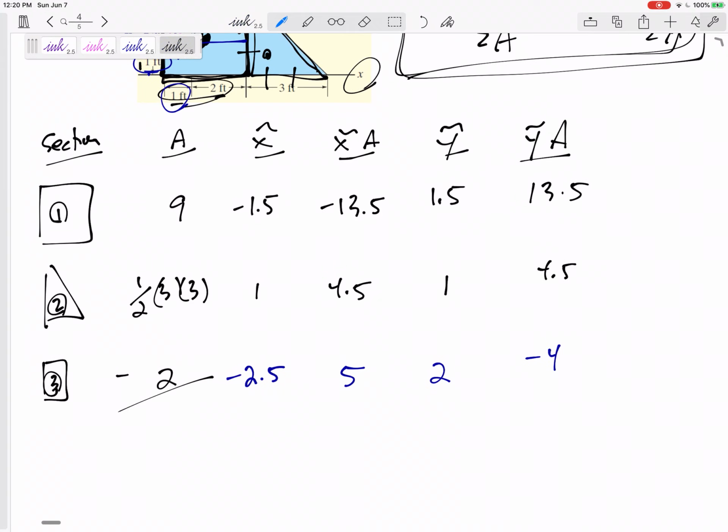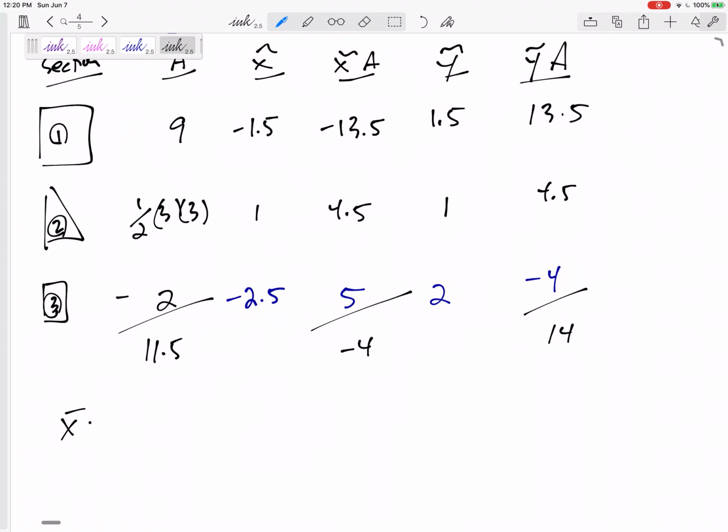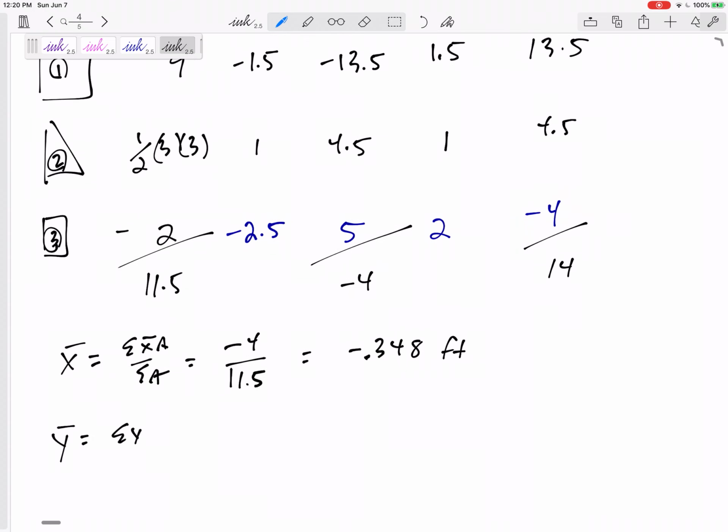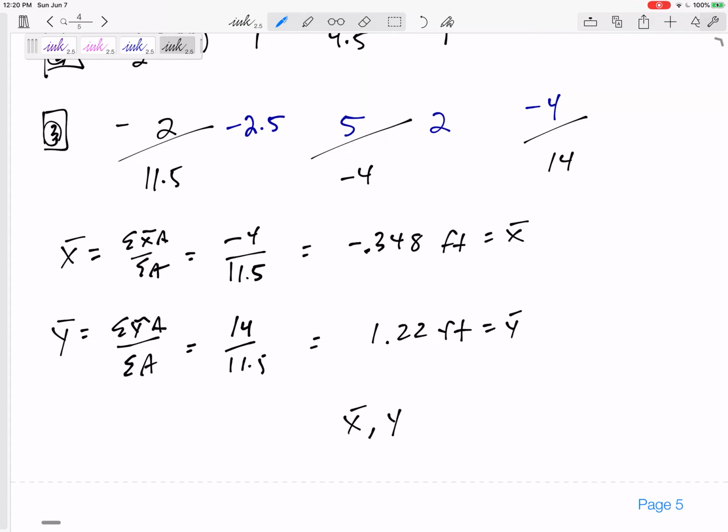Okay, so add up all the areas, 11.5. Add up all the x tilde A's, negative 4. Add up all the y tilde A's, 14. So the x bar would be the summation of x tilde A over the summation of A, so negative 4 over 11.5, negative 0.348. The y bar, the summation of y tilde A over the summation of A, is 14 over 11.5, 1.22 feet. So you could write x bar, y bar is negative 0.348, 1.22, but I still need some units, feet.